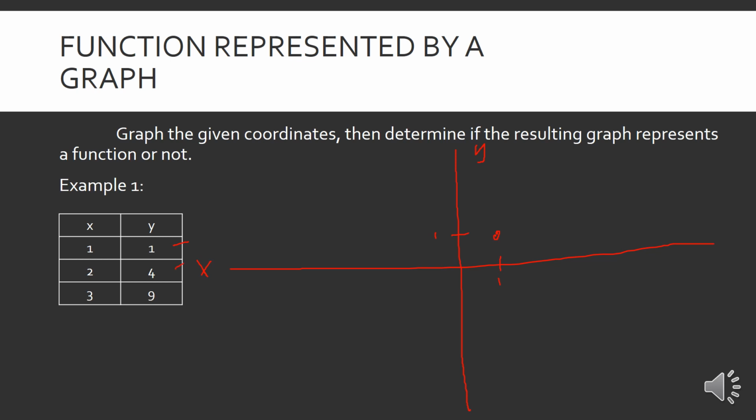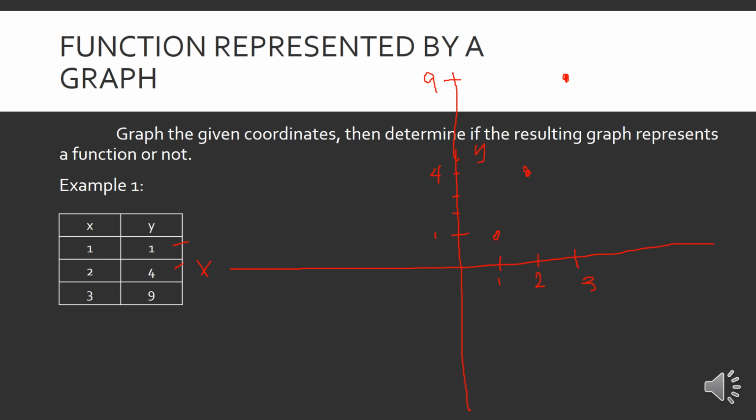Second, we have 2 and 4. So positive 2, and then 1, 2, 3, 4 for the y-axis. So we'll have our graph here. Third, we have 3 and 9. So we have here 3, and let's assume that 9 is somewhere here. So this will be our third point.